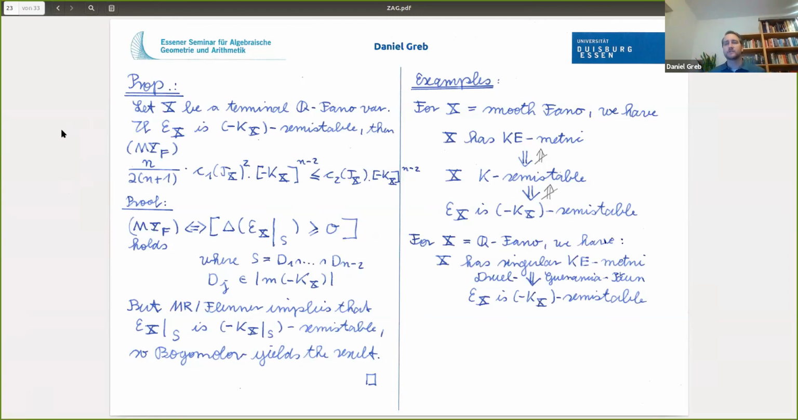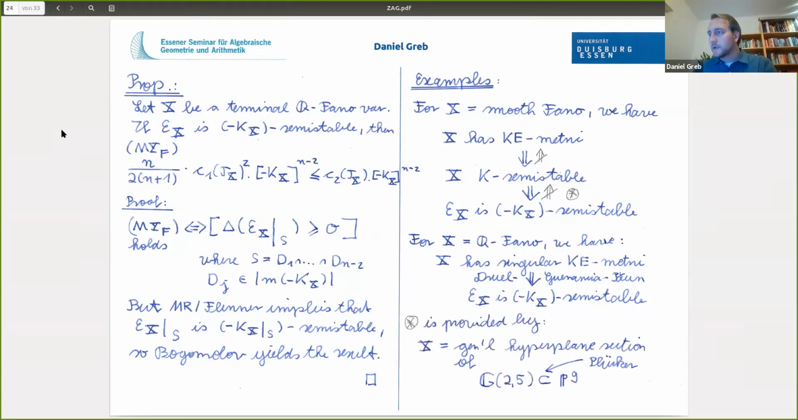That's exactly one of the contents of Tian's paper, which I mentioned, from 1992. So the singular version of Tian's result, Kähler-Einstein implies EX semi-stable, still holds. And let me comment on this counterexample for this arrow.